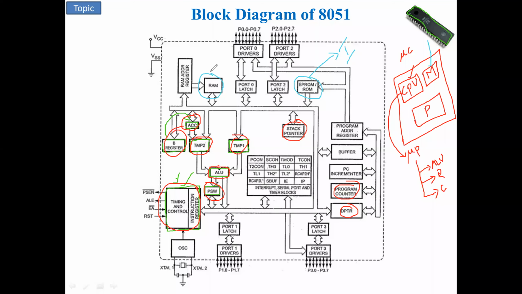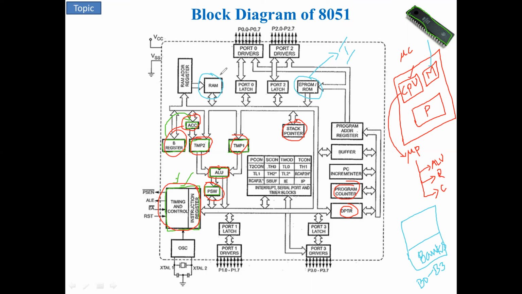Coming to the RAM, the random access memory. Inside this RAM, in this particular type of controller, we have banks. Banks are nothing but sets of registers. We have 4 banks, bank 0 to bank 3. Each bank has 8 registers. What are registers? A register is nothing but a storage component, you can say, which stores a byte.